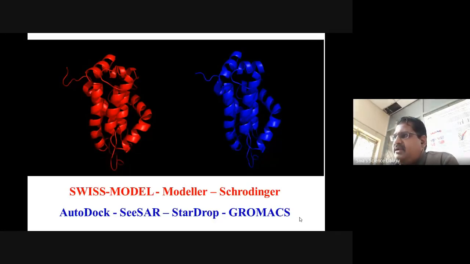Okay. For that, as I told you, there are a number of tools available: Swiss-Model, Modeller, Schrödinger. Each tool has its own limitations and merits. So you have to understand the merits and limitations, and use the tool accordingly. But generally, Modeller will be okay for most cases. Schrödinger is a commercial one. Okay. So this is the molecular modeling of macromolecules.